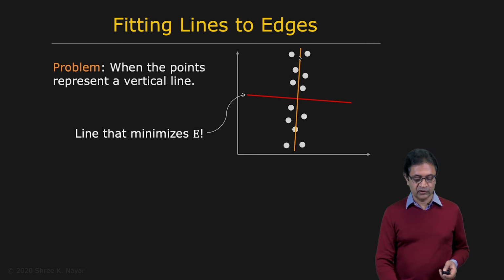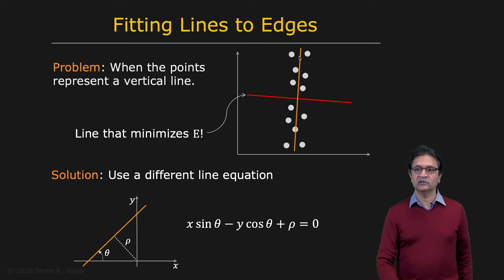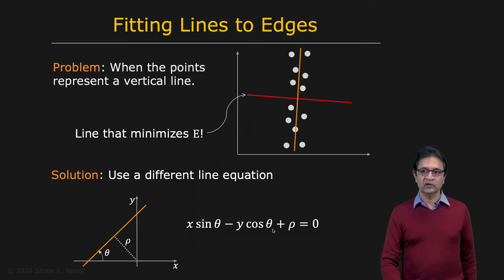So for that, we have to use a different parameterization of the straight line, and we're going to go to one that we have used in the past, which is x sine theta minus y cosine theta plus rho equal to 0. We used this in our lecture on binary image processing. And theta here is the angle that the line makes with respect to the horizontal axis. We know this. And rho is the shortest distance of the line to the origin. So let's see how this works.